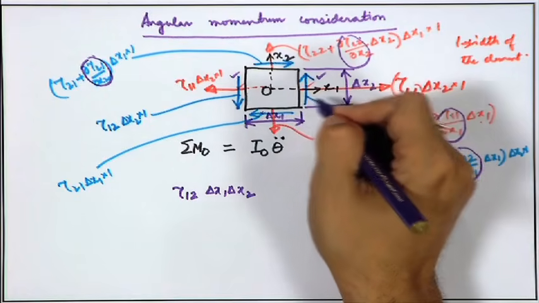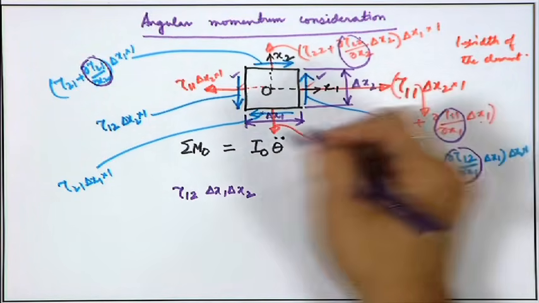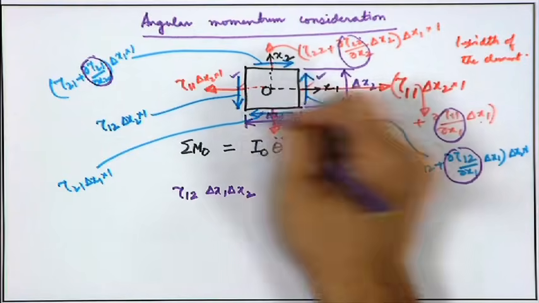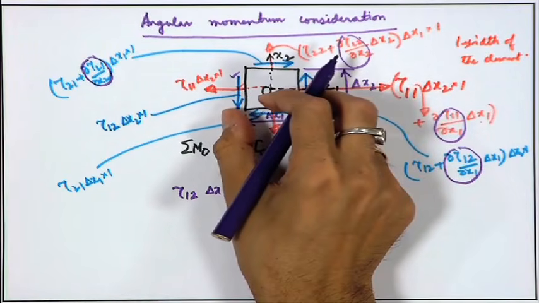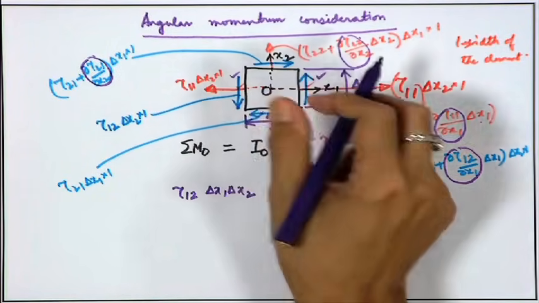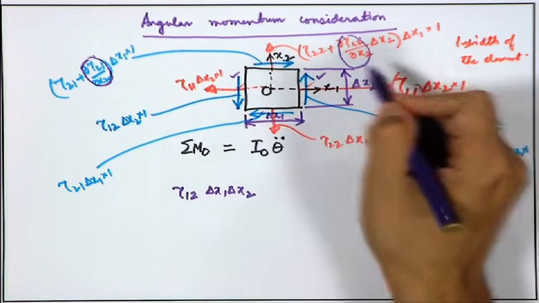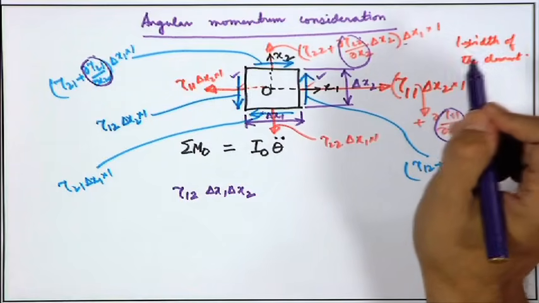So, tau 1 2 into delta x 2 was the force, times delta x 1, which is the arm of the force, the arm of the moment. So, tau 1 2 into delta x 1 into delta x 2 plus there will be higher order effects because of this, we are neglecting that.